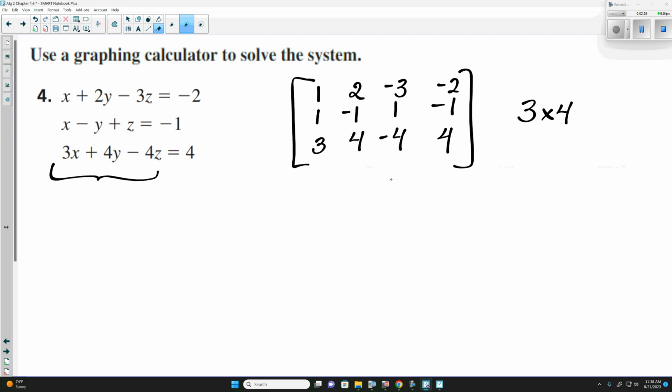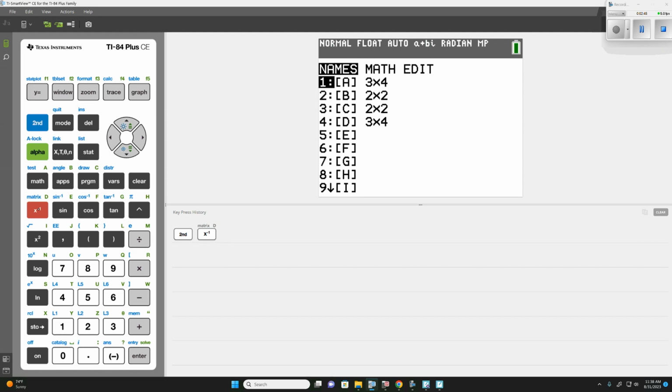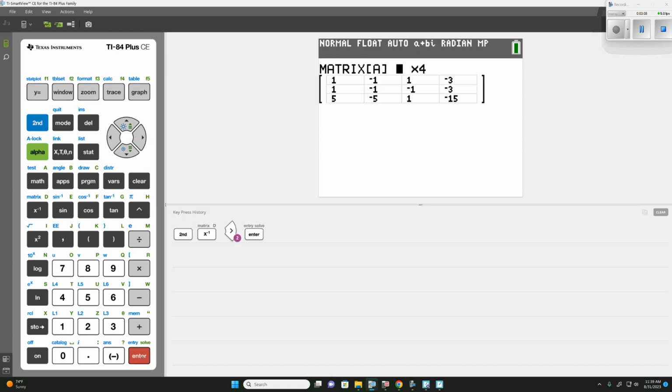All right. Now we're going to solve. So you need to go on and grab your calculator. The first thing we need to do in solving this using the calculator is to type the matrix in. So to do that, we're going to hit second matrix, second x to the -1. Then we go over to edit, and we're going to hit enter because we're going to edit the first matrix, matrix A.